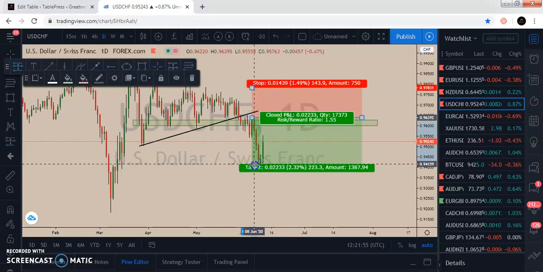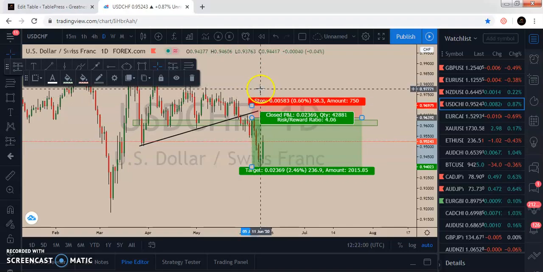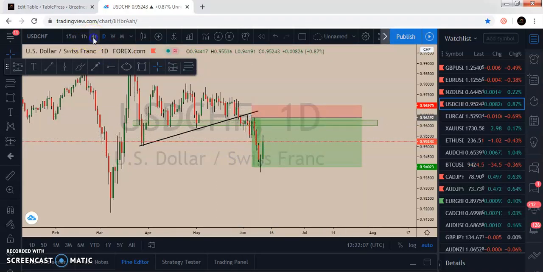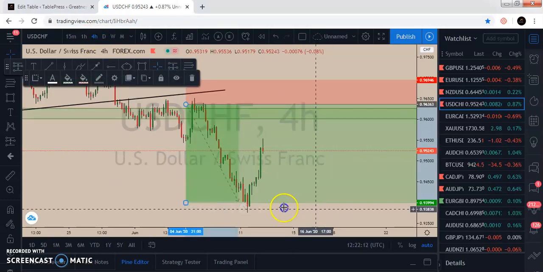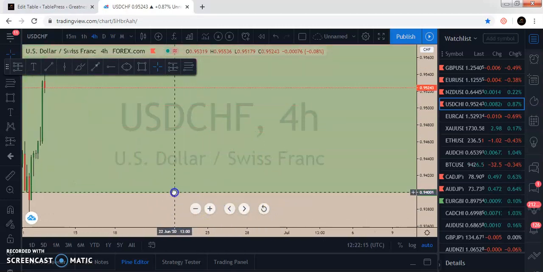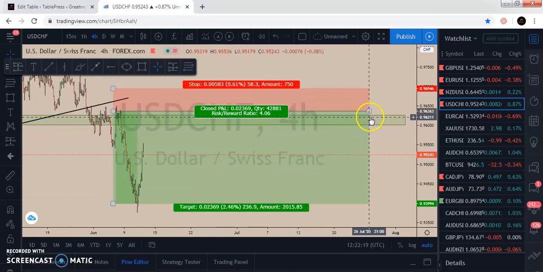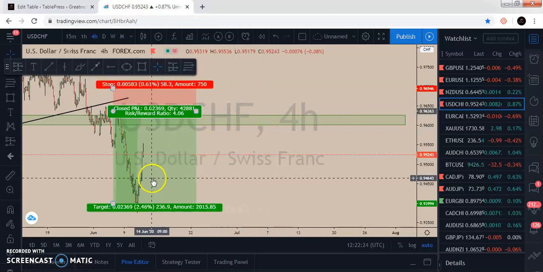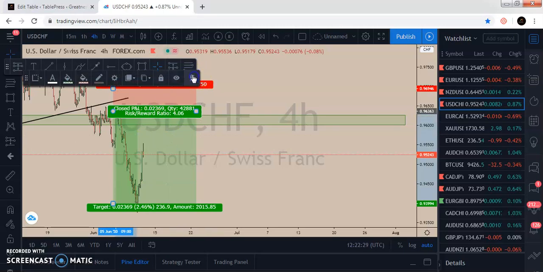Let's see. Of this is position 2. Okay, as you can see, we got a 1 to 4 risk to reward. As you can see here, it is a 1 to 4 risk to reward. And if you check it from the 4-hour time frame, let me check. Okay, let me zoom it out and show it to you. The 1 to 4 risk to reward, that's what we got here before the market started reversing to the upside. I'm just trying to show you what we did last week.